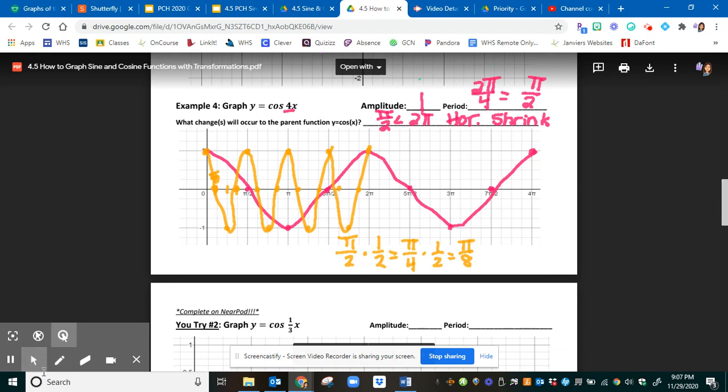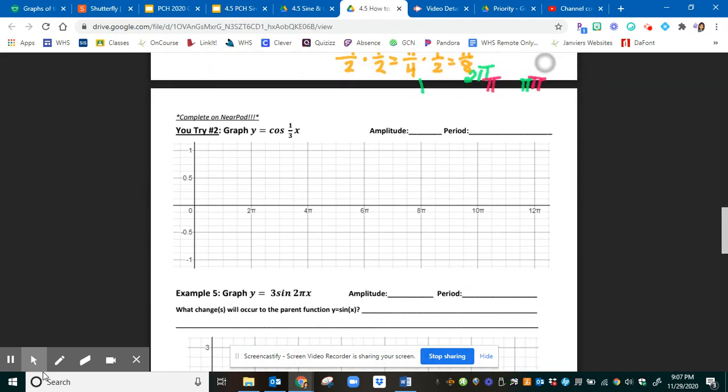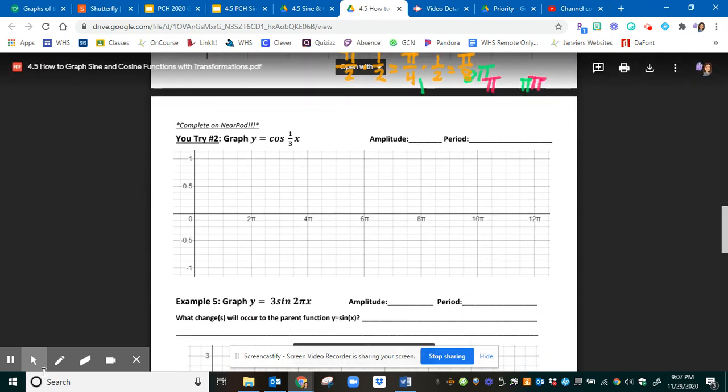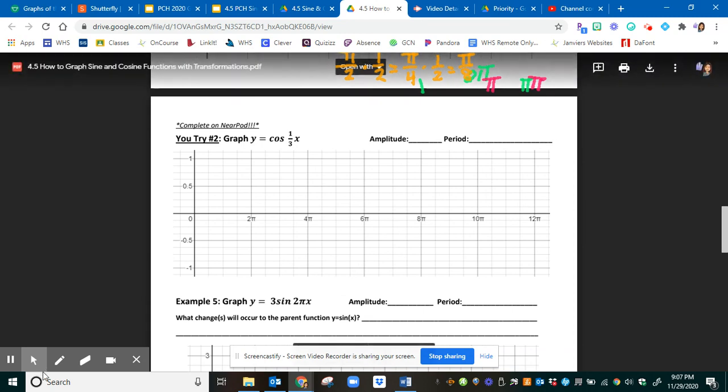It's squished. All right, so what I would like you guys to do is go to your Nearpod and graph the following function, cosine 1/3 x. Take a look at your amplitude and period and see what you come up with. Good luck.